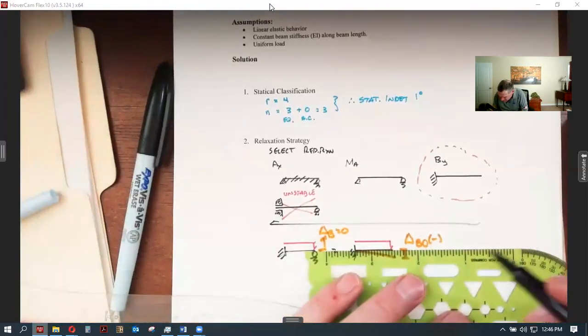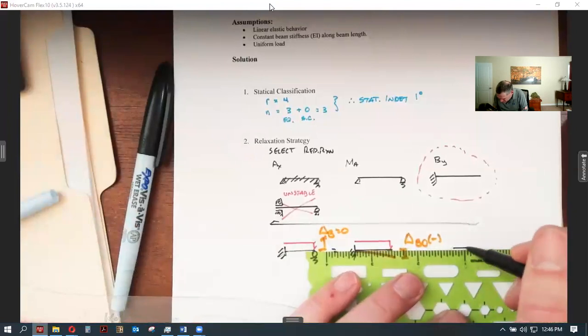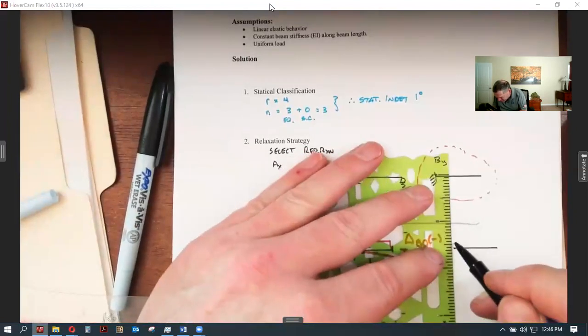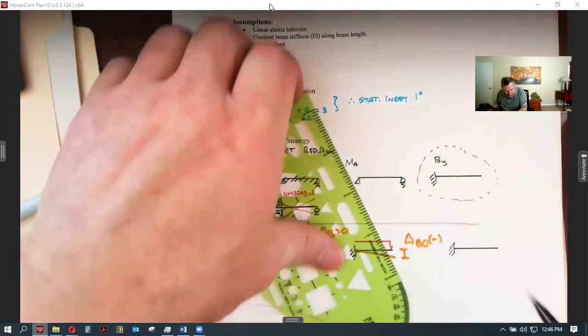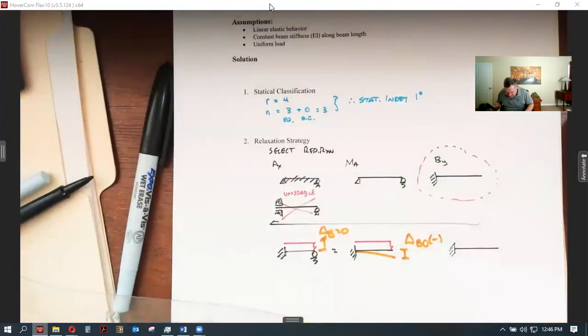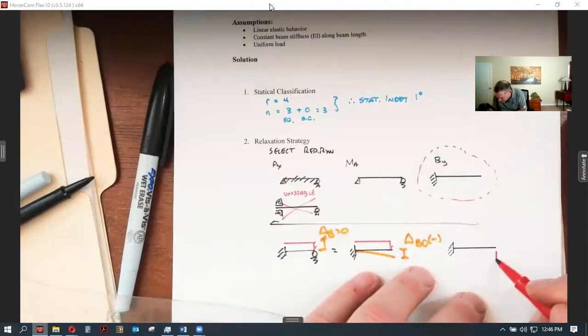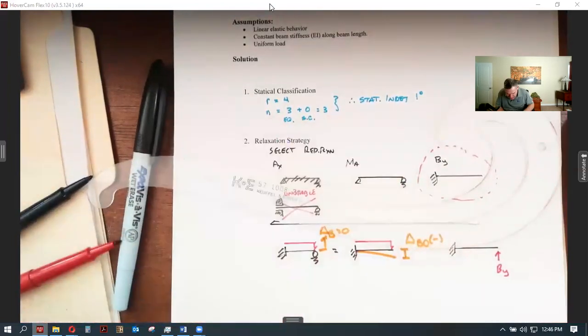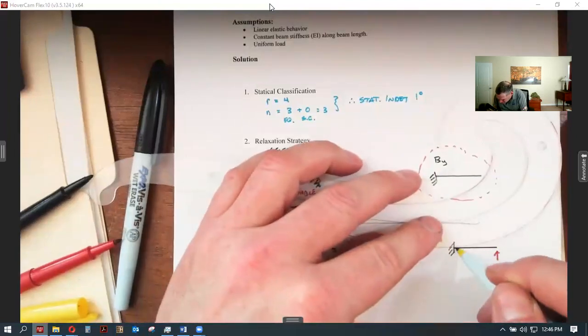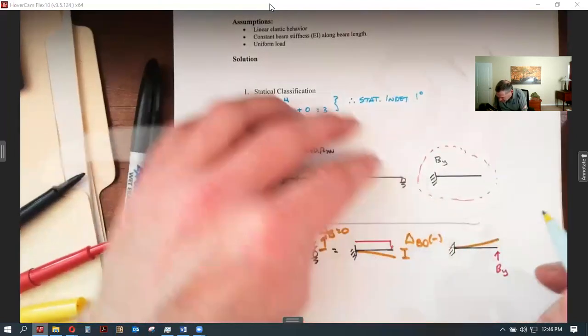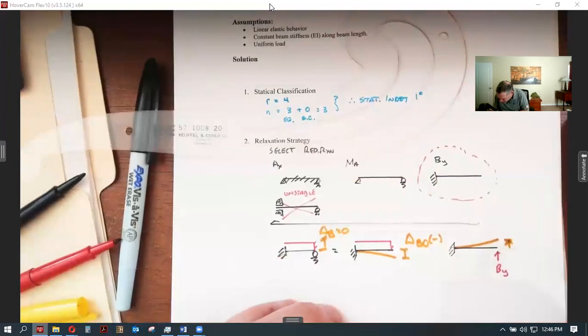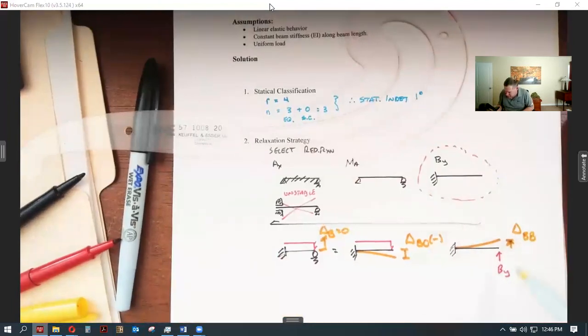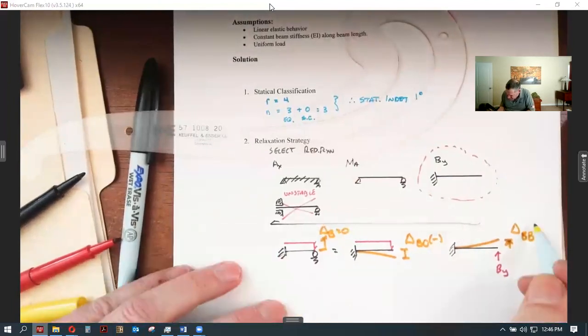And that's what the relaxation method is all about. Relax that reaction and then put it back into place. That's why we will call it also the method of consistent deformations, because to make that happen with that unknown value of BY, we have to have then mathematically a displacement out here that's caused by that reaction that comes back, and that will be in a positive direction, right?